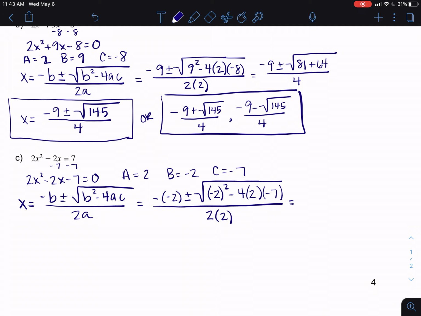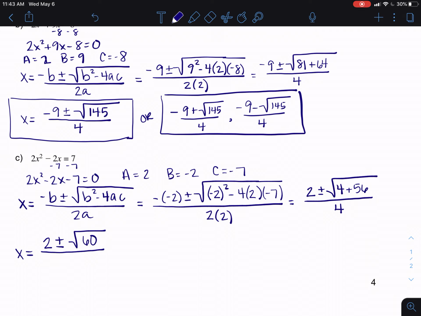All right, so negative 2 is a positive 2, plus or minus the square root. Negative 2 squared is 4. Negative 4 times 2 is negative 8, and negative 8 times negative 7 is a positive 56, all over 2 times 2, which is 4. So x equals 2 plus or minus the square root. 4 plus 56 is 60, all over 4.